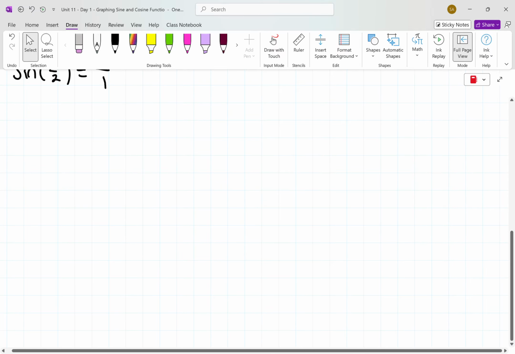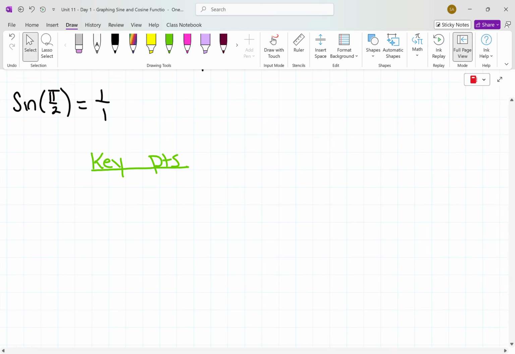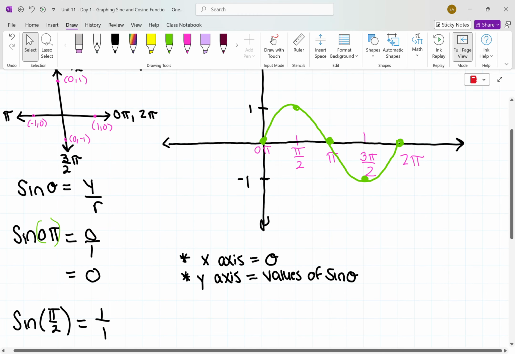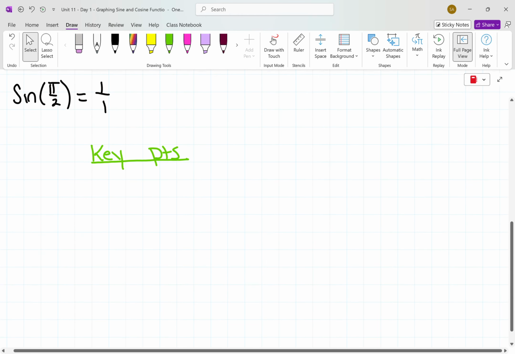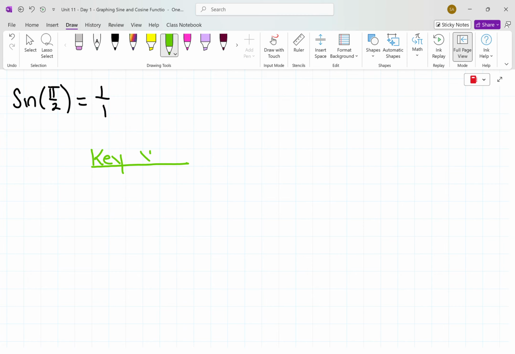One second. Okay, so what I want us to write down are the key points, I guess I would call them. I don't know if they're really points. Yeah, we'll just call them key points. And they're going to be all of the y coordinates. I guess I should say key y coordinates.